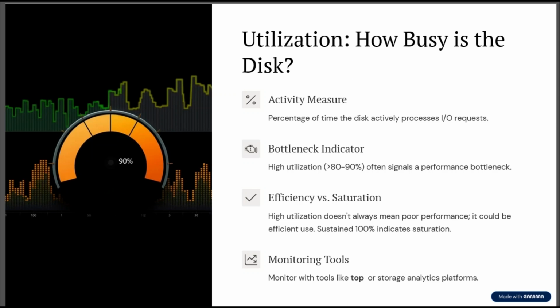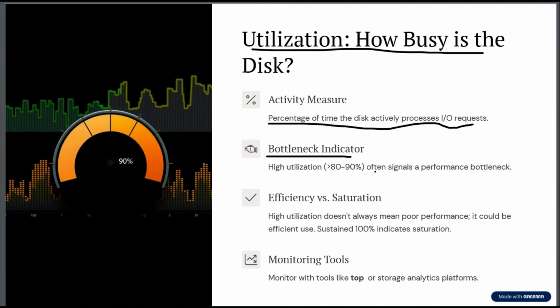Now let us understand the utilization of our disk. How busy is our disk? At first, activity measure: the percentage of time the disk actively processes input output operations. Apart from the seek time and the rotation latency, it is the percentage of time the disk actively processes input output operation requests. So that comes under activity measure.